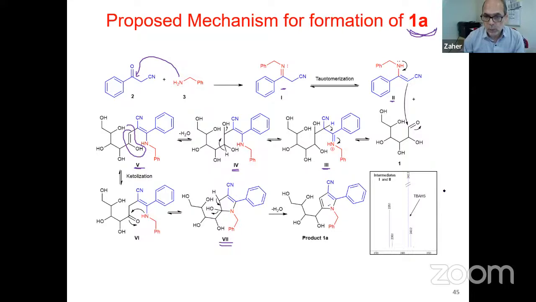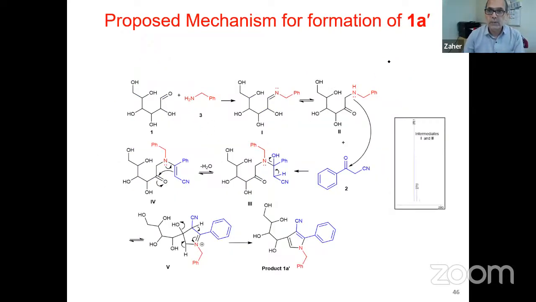So we were able to observe intermediate 1 and intermediate 2 in this mass spectroscopy. So intermediate 1 here and intermediate 2 here. Okay, so this is our proposed mechanism for formation of product A, which, if you look at it, is simple. It just involves movement of electrons and then loss of water.